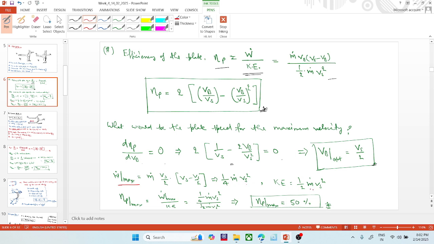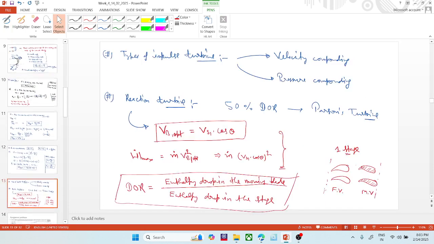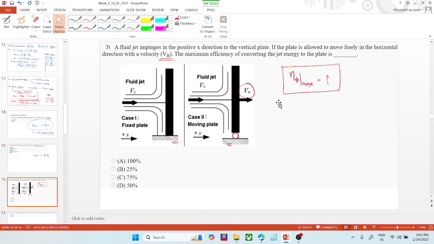And we have the value of kinetic energy, which consists of half m dot Vs square. So when the maximum plate efficiency would be, I will write the values here. Actually it is solved previously.